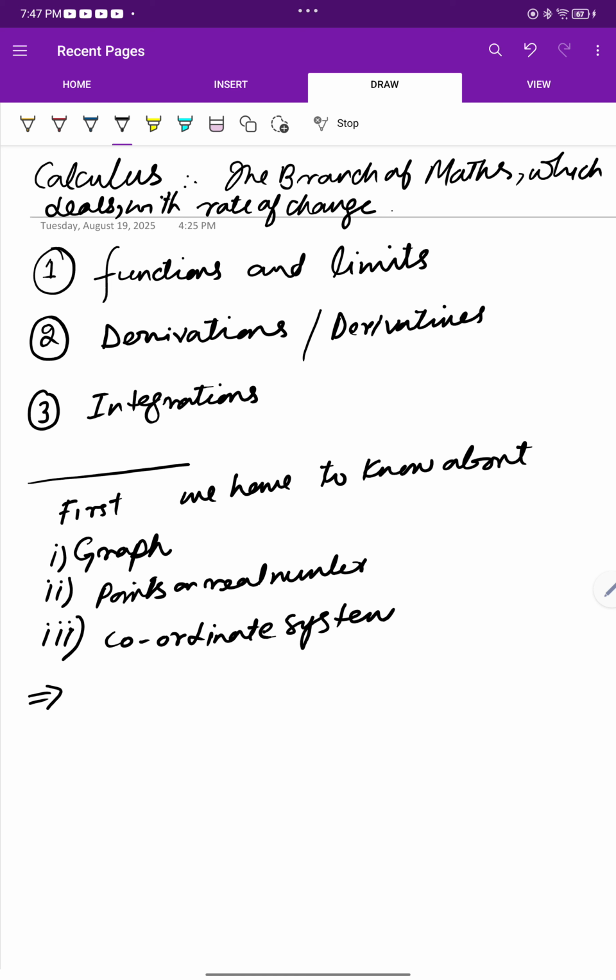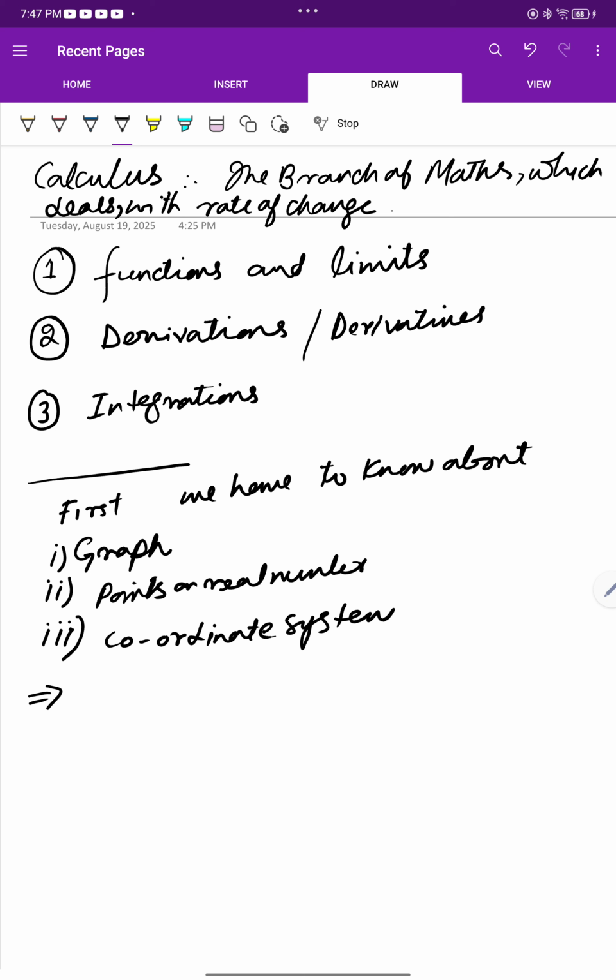Today we're going to do mathematics, and the topic is calculus. It's a pretty lengthy topic, and it's the branch of mathematics which deals with the rate of change in motion, velocity, substance, matters, anything where you're going to count the rate of change, how it changes with time. So this deals with calculus.